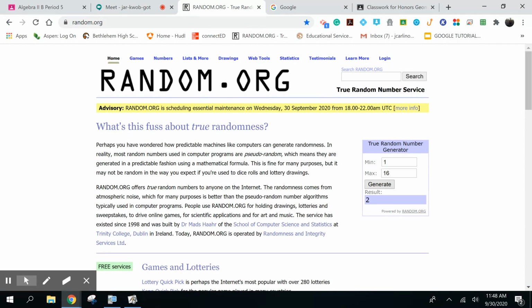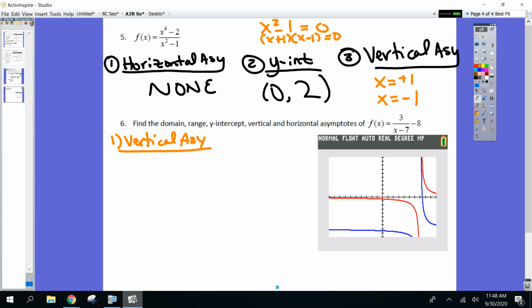Let's go, Isaiah. Where's your vertical asymptote? What number can I plug in for x, Isaiah, that's going to make it undefined? 0. That's what I want. 7. What? 7. Thank you. Good. Okay, I don't want to write that though, right?